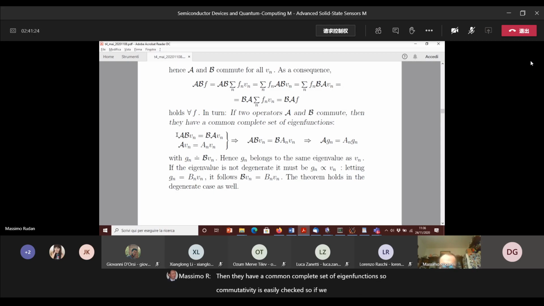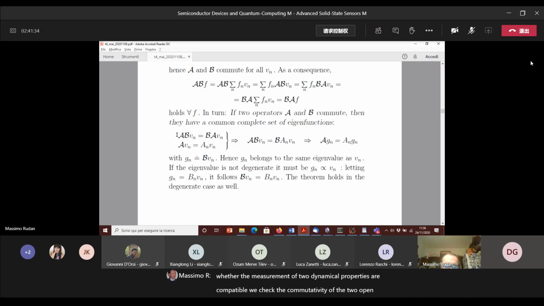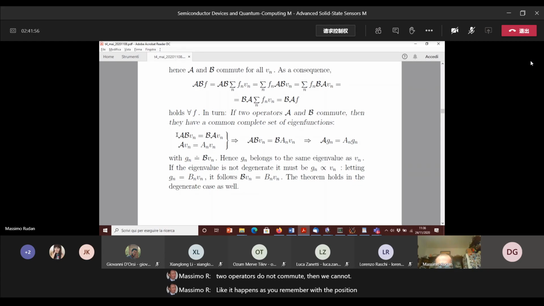So if we want to check whether the measurements of two dynamical properties are compatible, we check the commutativity of the two operators, and that's it. If they commute, then we can measure one property without interfering with the other property, without influencing the value of the other property. If the two operators do not commute, then we cannot. Like it happens, as you remember, with the position and momentum.